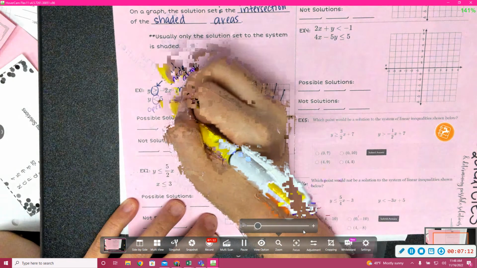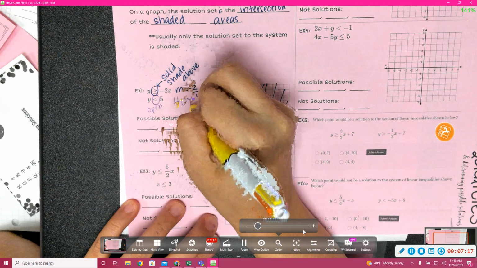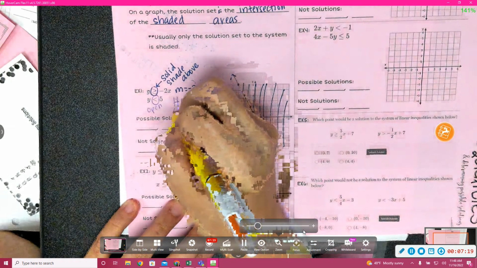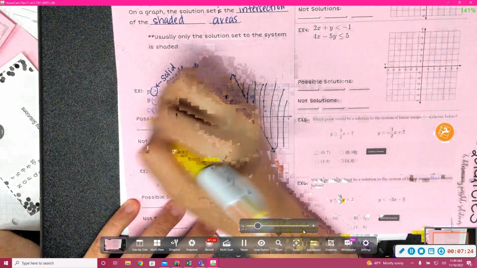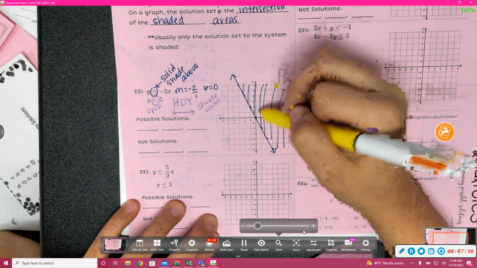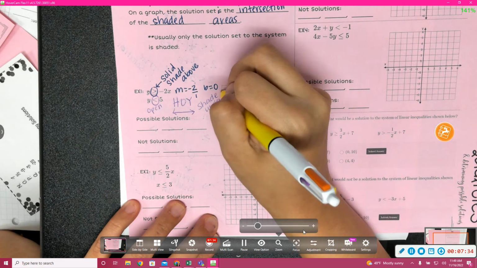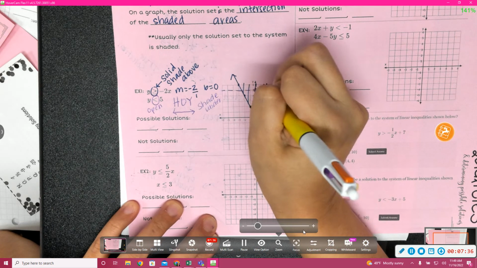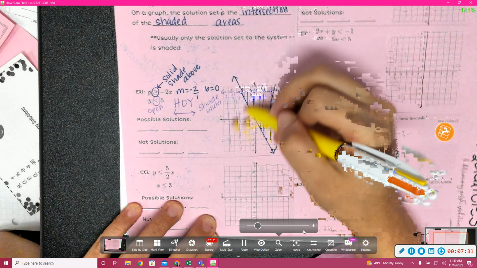Because there is no x, y comes from the word "hoid," which means we're going to have a horizontal line through 5. So that means we'll be shading under, since the less part would be underneath. So on 5, there we go. And it's an open line.